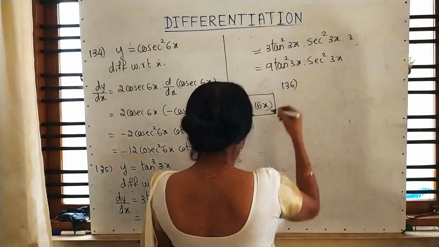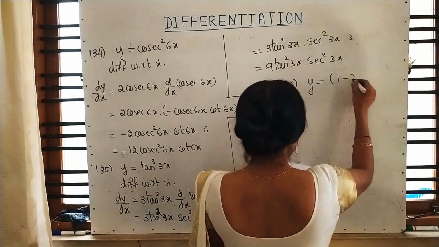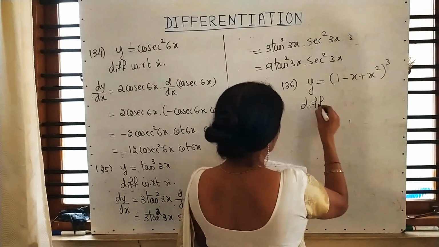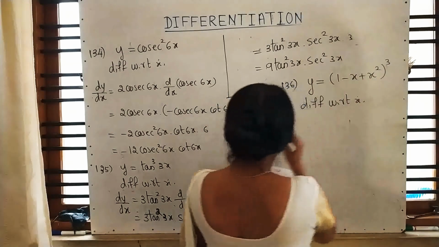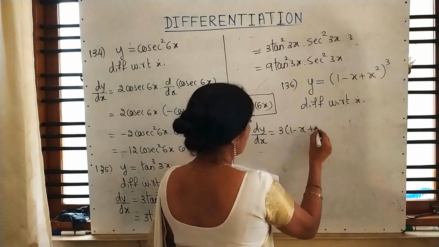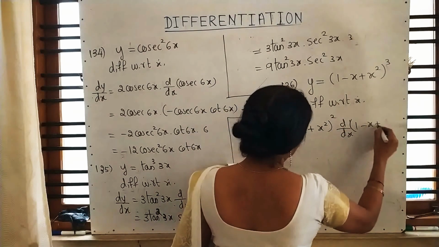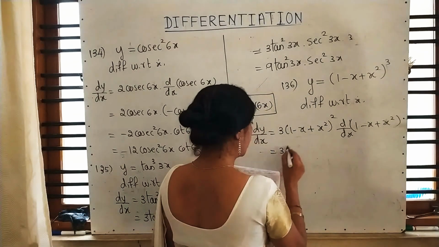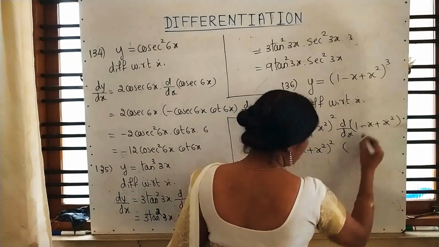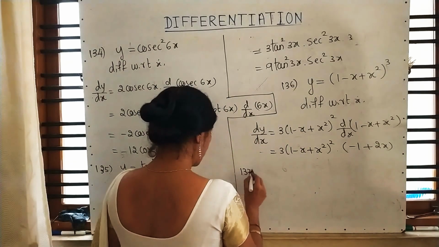Question number 136. y is equal to (1 minus x plus x square) raised to 3. First power, 3 (1 minus x plus x square) into differentiation of the base without power. 1 is 0, it is minus x is minus 1 and it is plus 2x. Next question.